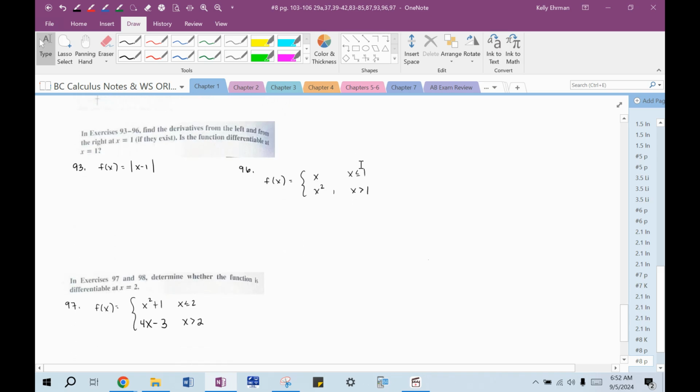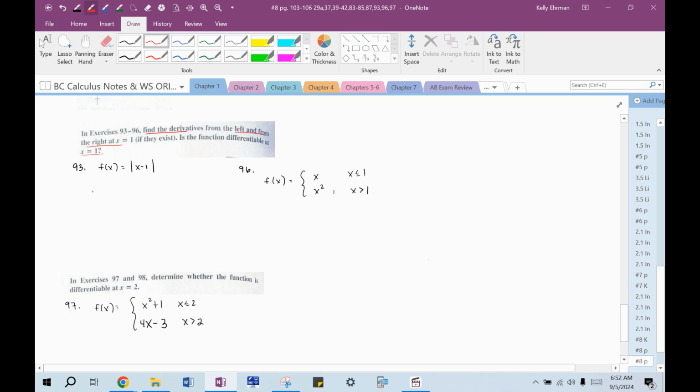Okay, in these questions, find the derivatives from the left and from the right at 1, if they exist. Is the function differentiable at 1? Now, I'll admit on my answer key, I did not go into the full limit definition of this. You can sketch these graphs as well and try to decide what's going on. Are there sharp turns or not? So this graph, I know at 1, there's a sharp turn. So I know it's not differentiable.